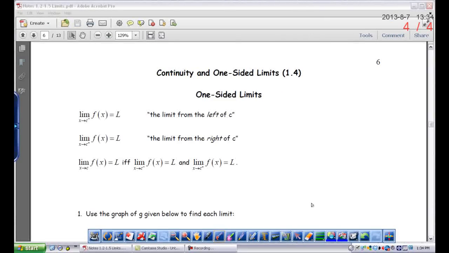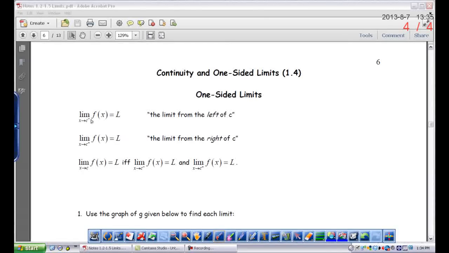Okay, section 1.4 is about continuity and one-sided limits. And we're going to talk about the one-sided limits first. Normally, when you look at the limit notation, you just see, or up until this point, you've seen limit as x approaches and then just some number right here. Well, if there's a little minus sign or a little plus sign, then that's a designation that we want the limit either from the left, if there's a minus sign, or from the right side, if there's a plus sign.